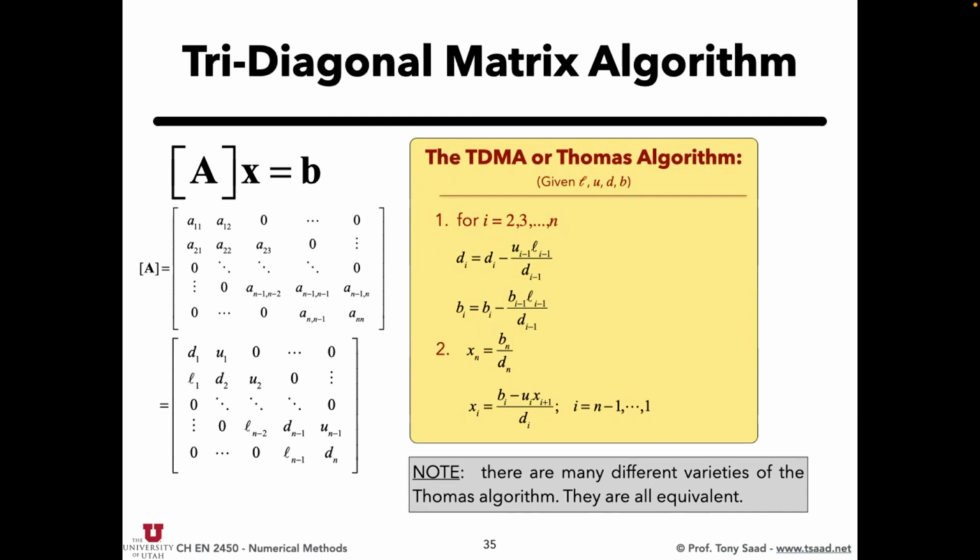You go find the last solution, the last answer, xn is bn over dn, and then you iterate backwards from n minus 1 to 1 with this formula. Xn minus 1 would be bn minus 1 minus un minus 1 xn over dn minus 1, and so on.